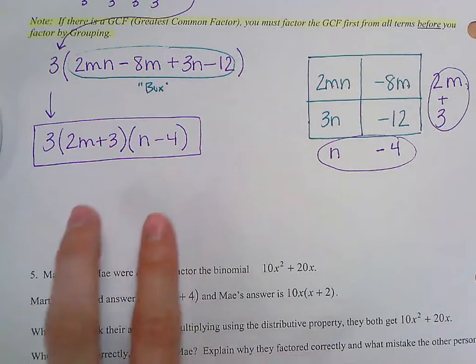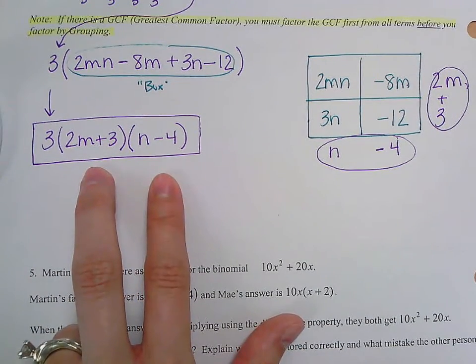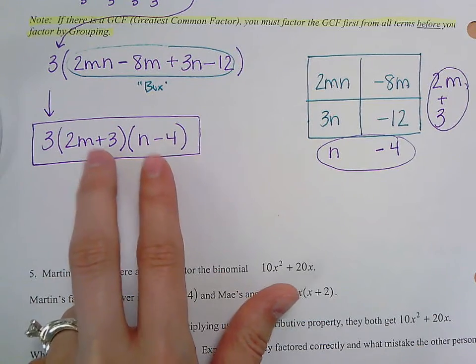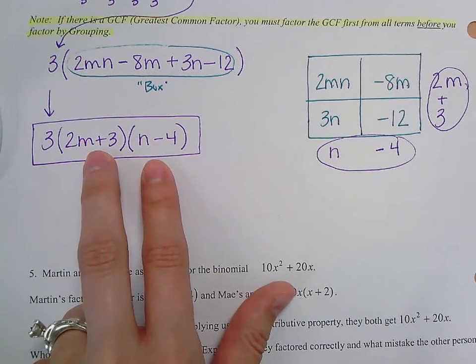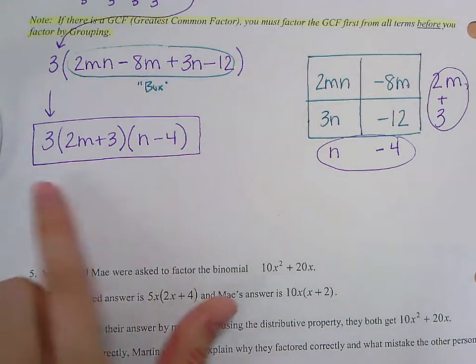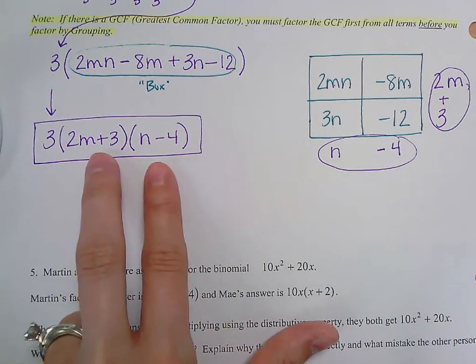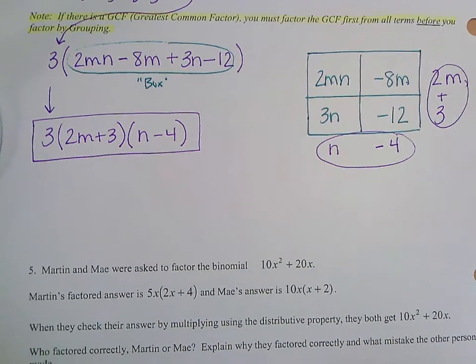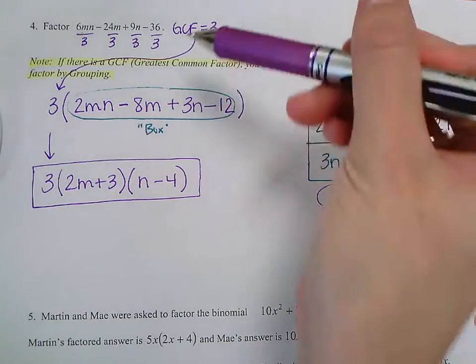Yes. If you were to check this one, you'd have to do 2 different things. You'd want to FOIL first. Then after you FOIL, you would distribute the 3. So if you were to check something like this, FOIL first, then distribute the 3. So it's kind of like working backwards from here.